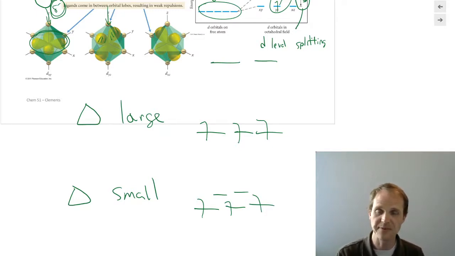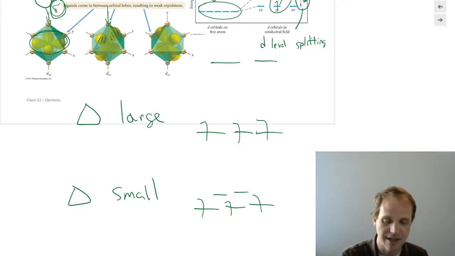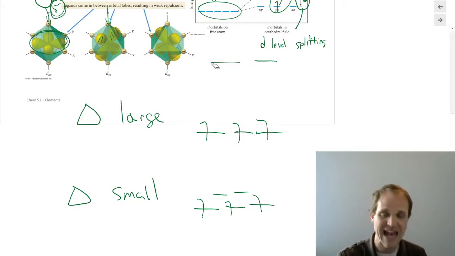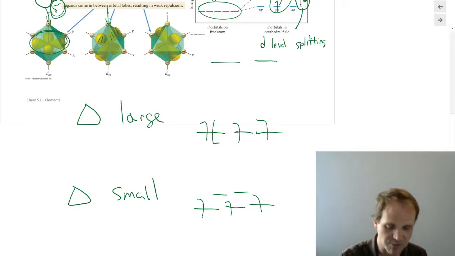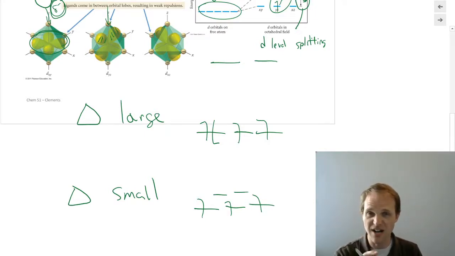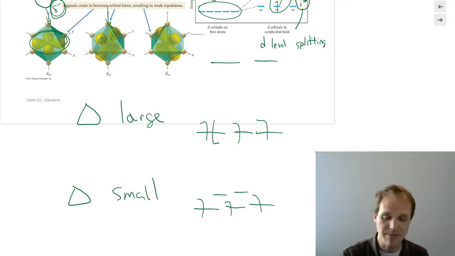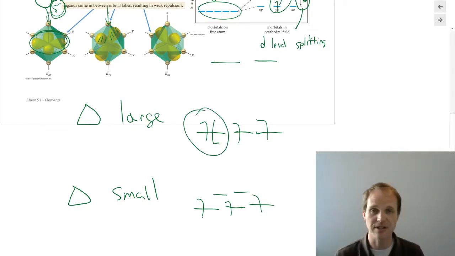But what happens if we want to put in a 4th electron? I always have choices. I can pair that electron, or I can put that electron into a different orbital. When delta is large, if I wanted to put this up here, that electron would need a lot of energy. It wouldn't really be happy up there. It would be much easier to put it down here. And although there is a cost with pairing electrons, it's relatively small compared to trying to put that electron way up at this higher energy level. And so I'm going to pair that electron preferentially.